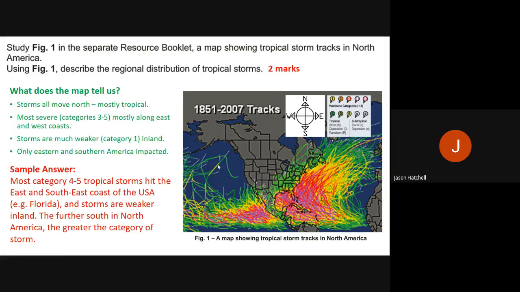And storms are weaker inland, so they're weaker in the north and west and in central USA. The further south in North America, the greater the category of storm. In other words, from the north, the category of storm is relatively weak. The further south we go, the stronger the storms get. So that is a sample answer for this question.